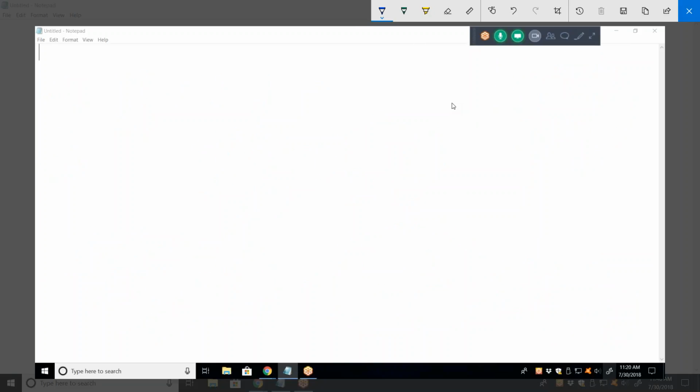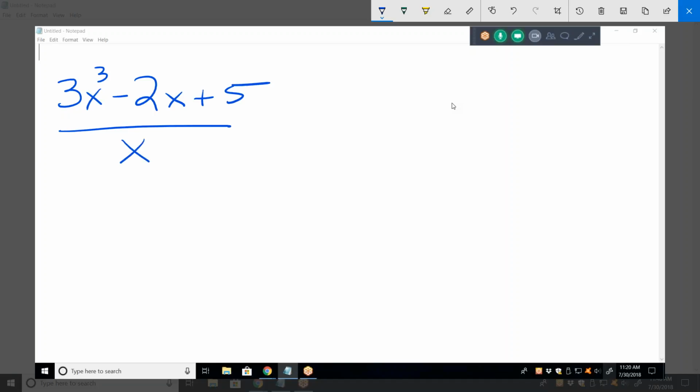I have another problem in here. Go ahead. We might have done something a lot like this, but it's 3x cubed minus 2x plus 5 over x minus 3. Okay, this is how we're going to do this. Well, don't we need the ghost binomial? Yes, we're going to do long division because I can't really factor that numerator.